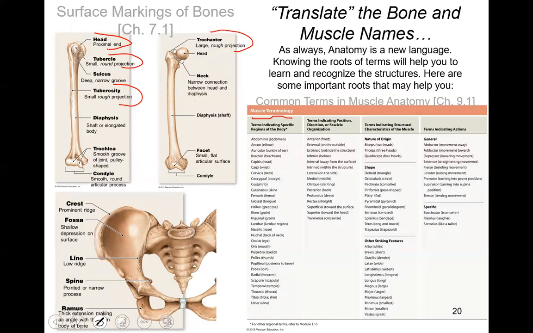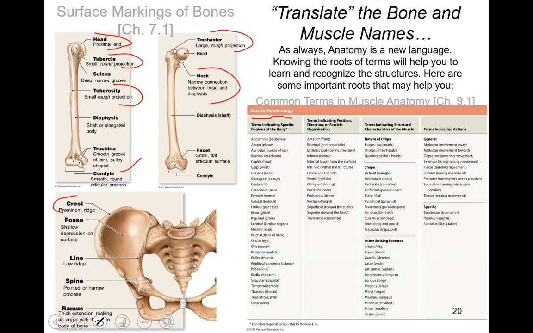Right next to our head is our neck, a skinny portion next to the head. Another term that you're going to see again and again is condyle. This is a smooth, rounded articular process. When I say articular process, I mean a part of the bone that sticks out a little bit. It's nice and smooth so that there's less friction within a joint. So we're going to see lots and lots of condyles.